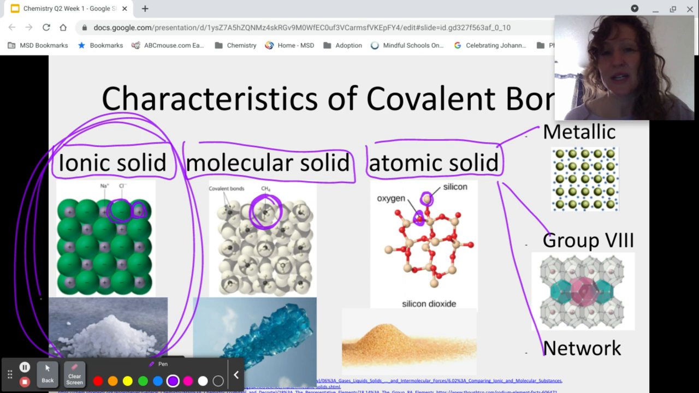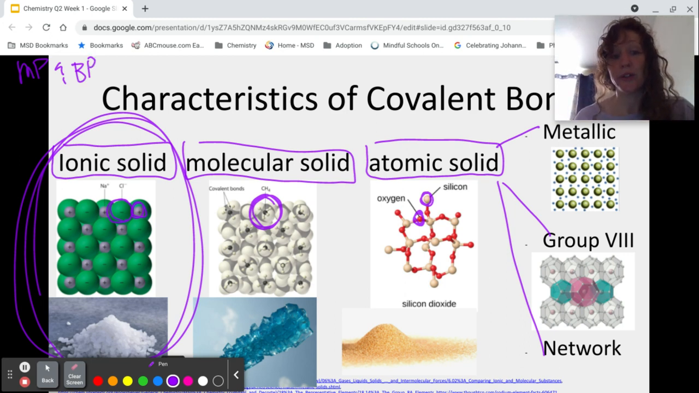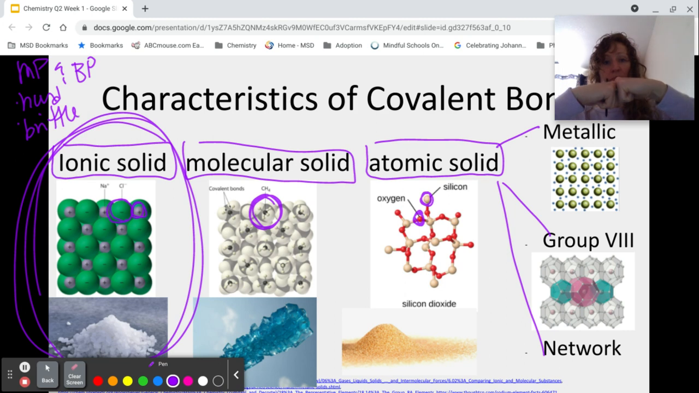Okay, so we've talked about the properties of ionic solids. Can you pause the video and list them now? Properties would include a really high melting point and boiling point. So to get them to melt or to boil, you have to raise them to an extremely high temperature. They're going to tend to be hard and they're going to tend to be brittle. As soon as you misalign those ions in the lattice, they're going to repel and break and fracture, and break apart. So they're going to tend to be very brittle.